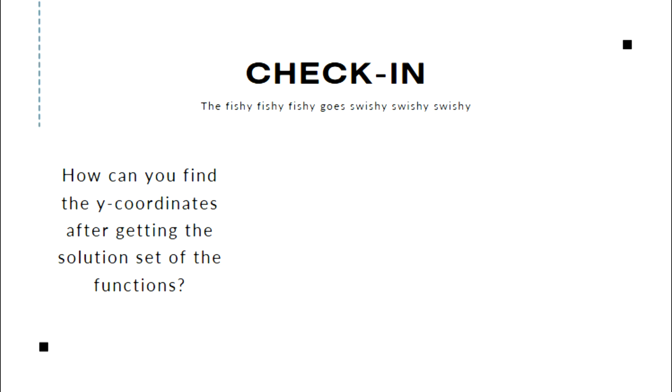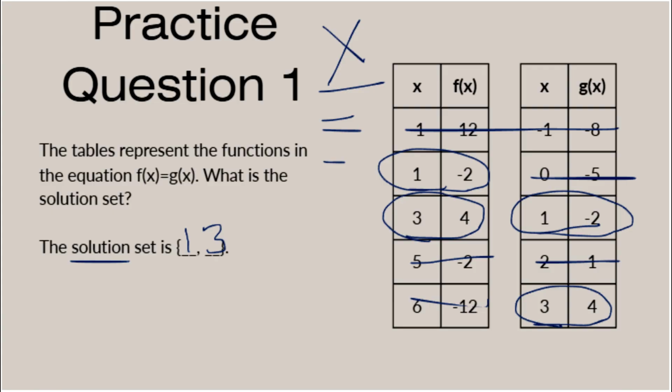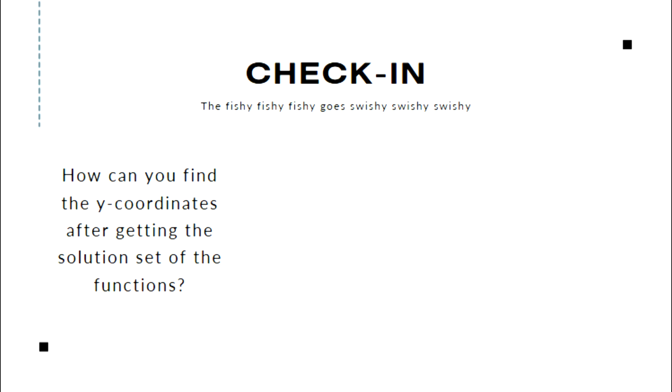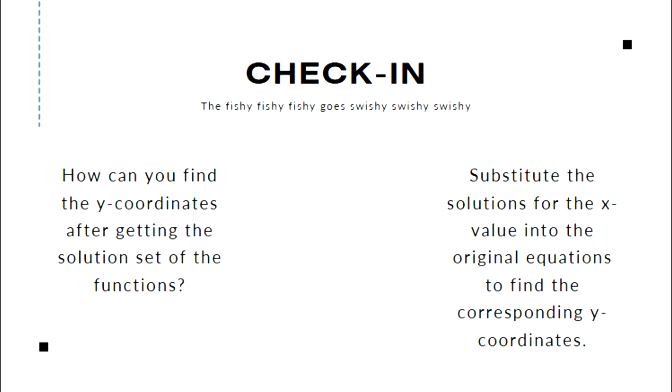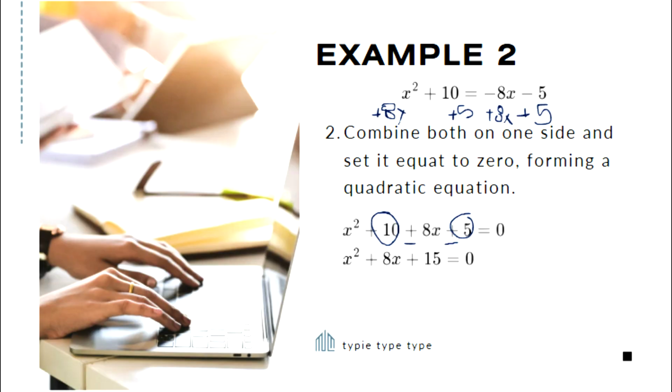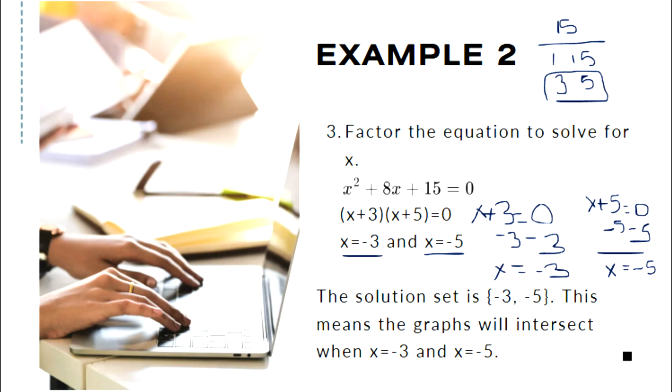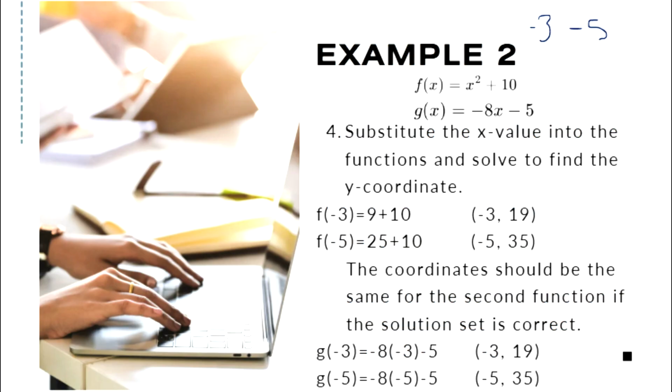Here is a check-in. How can you find the y-coordinates after getting the solution set of the functions? So when you have the solution set, like this one was 1, 3, how do you find the y-coordinates? You substitute the solutions for the x value into the original equations to find the corresponding y-coordinates. That's what we did here. We took our values, the -3 and the -5, and we plugged them back into here. Okay, that's how you find your y-coordinates.